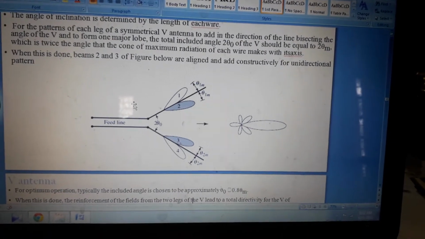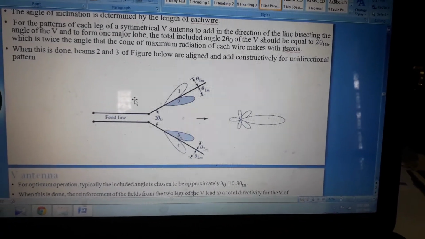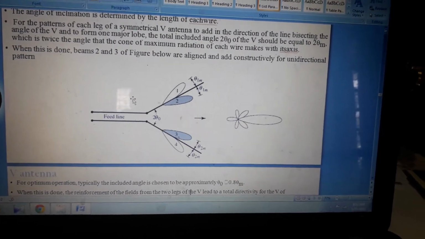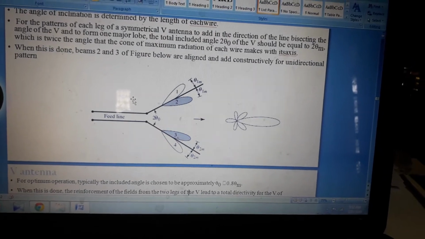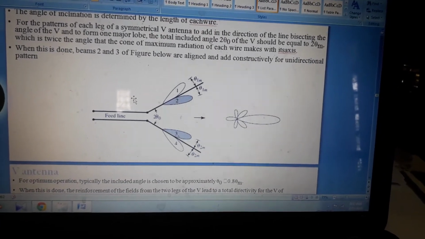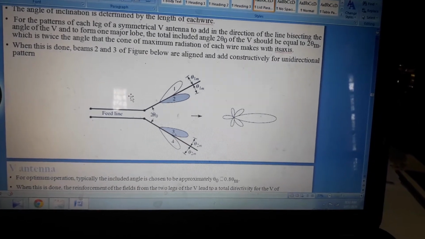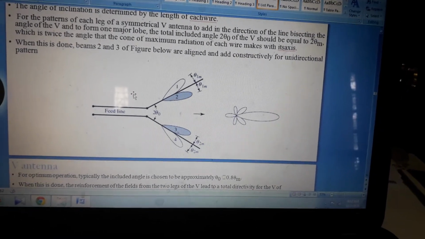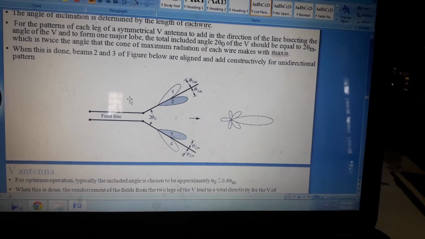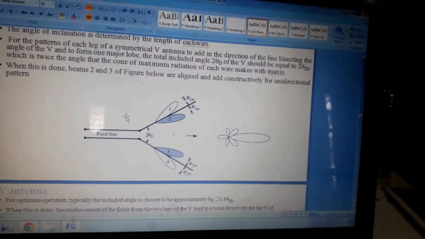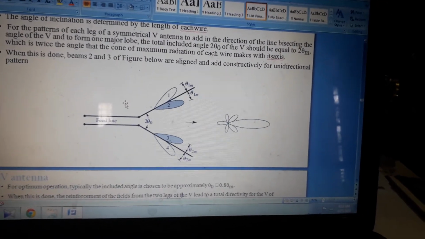For the patterns of each leg of a symmetrical V antenna to add in the direction of the line bisecting the angle of V and to form one major lobe, the total included angle 2 theta naught of the V should be equal to 2 theta m, which is twice the angle that the cone of maximum radiation of each wire makes with its axis. When this is done, beams 2 and 3 of the figure below are aligned and add constructively for a unidirectional pattern.